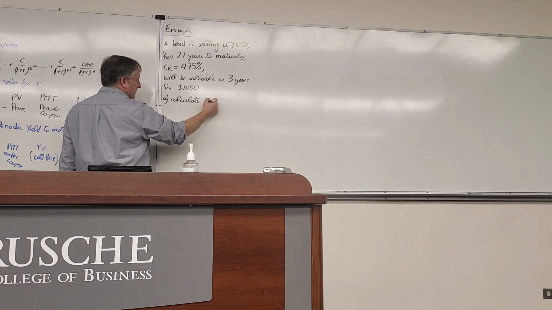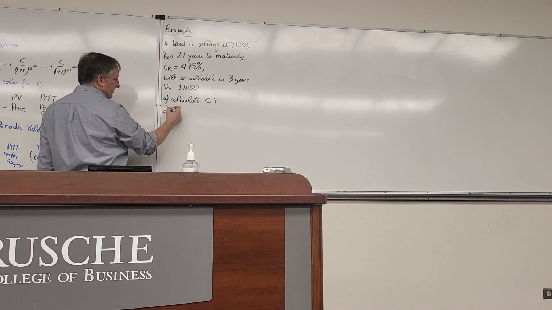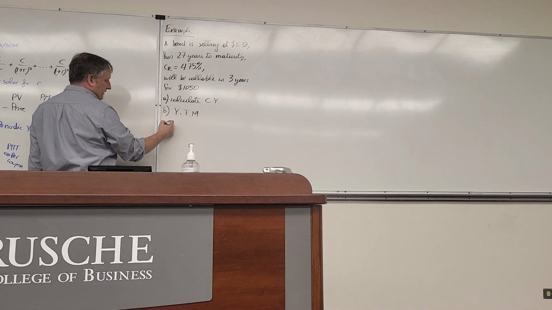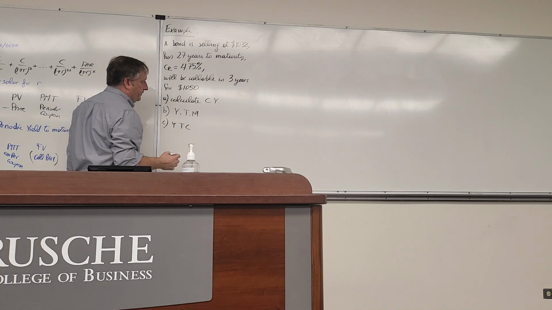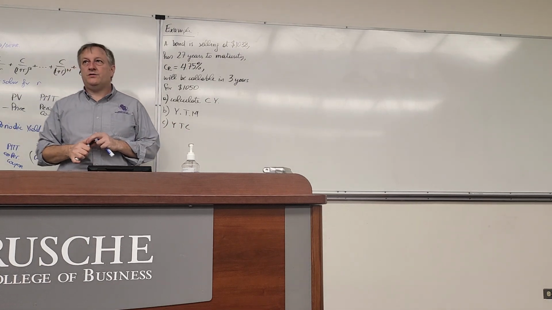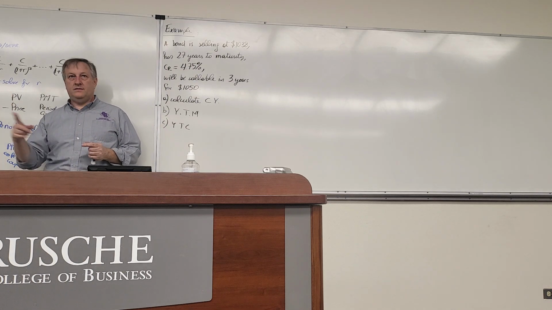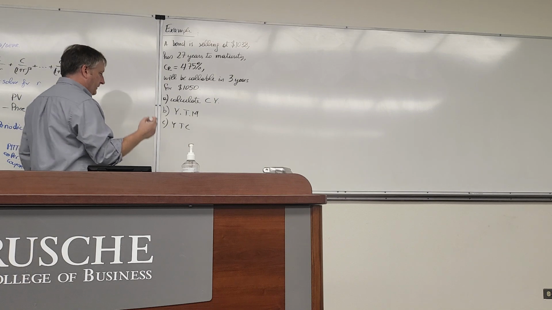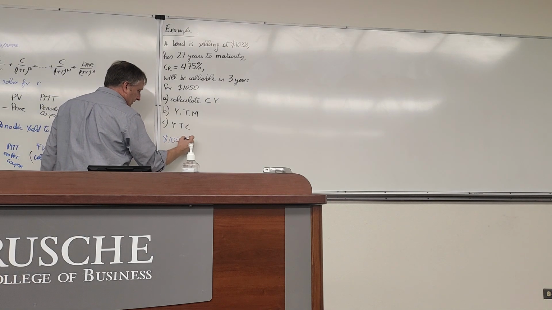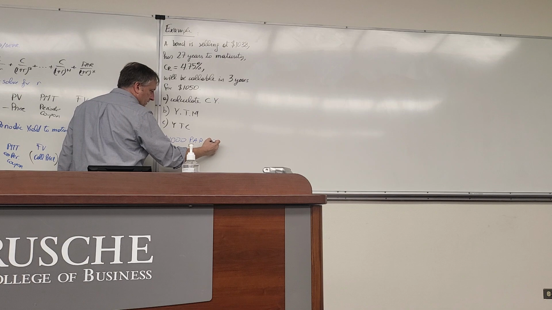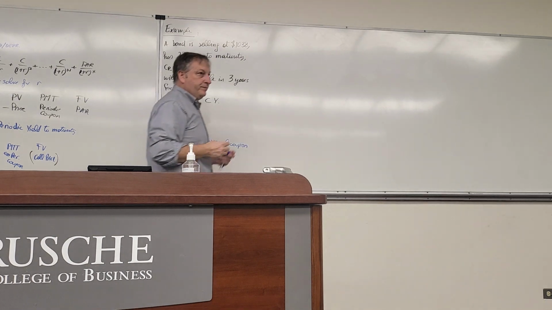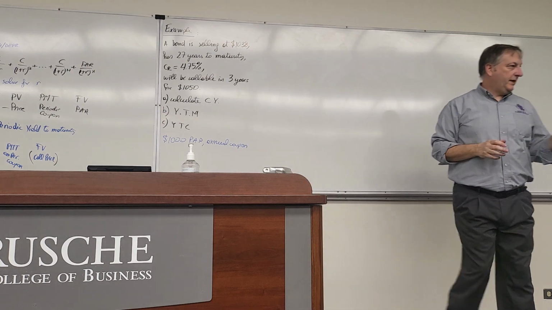The questions are: A, calculate current yield; B, yield to maturity; and C, yield to call. Now, if I don't tell you anything, assume that coupons are paid annually and par is $1,000, okay? So, $1,000 par. Annual coupon.